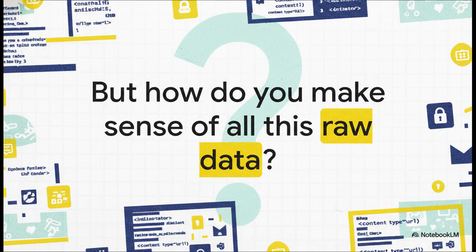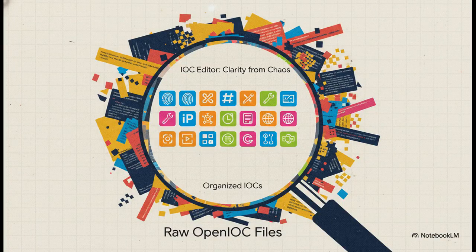But here's the catch. When you download these IOCs from a Pulse, you don't get some nicely formatted PDF. No, you get a raw data file, usually in a format called XML, using a standard known as OpenIOC. To be honest, it just looks like a wall of code. So how in the world do you turn that into something a human can actually read? That's where a specialized tool comes in.